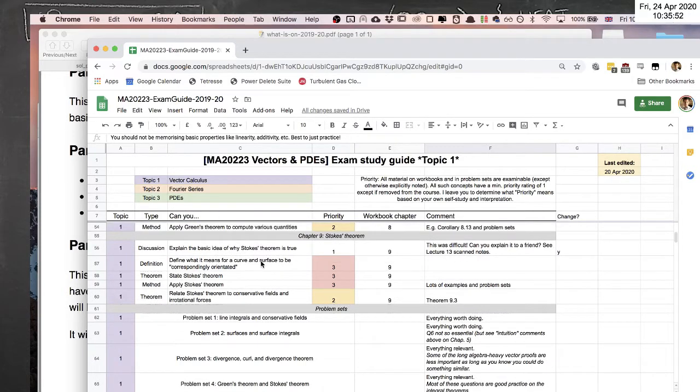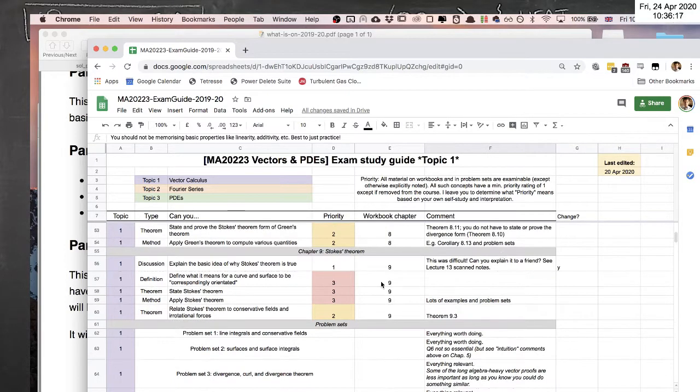And similarly for Stokes' theorem, this was a theorem that we didn't prove even in full. We did it for the divergence theorem. For Stokes' theorem, we gave a very basic introduction during the lecture of why you can consider the theorem to be intuitive. This was still a difficult theorem, and I don't expect you to know the proof, but I expect you to, again, explain the basic idea to a friend. Okay, so that's what I mean by a discussion type question.